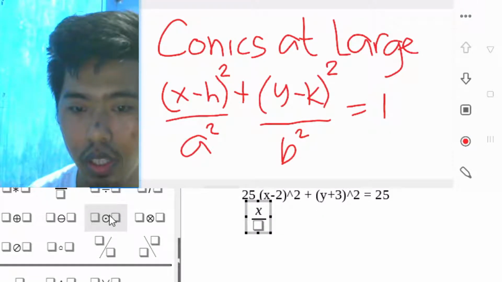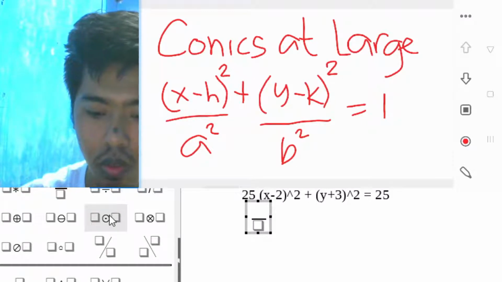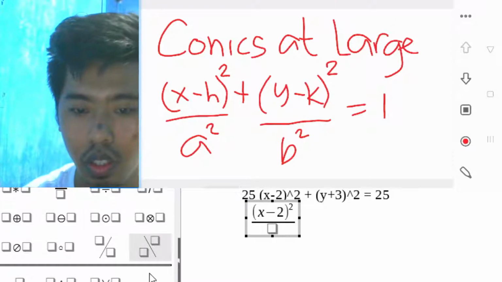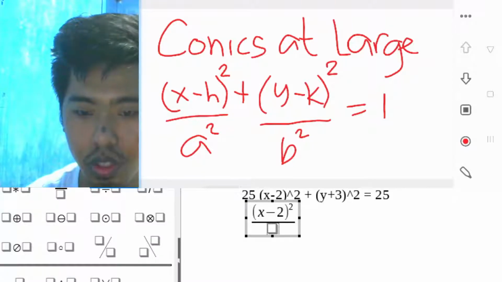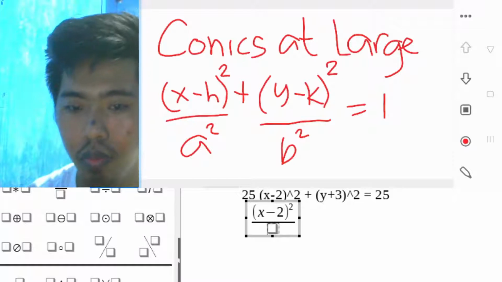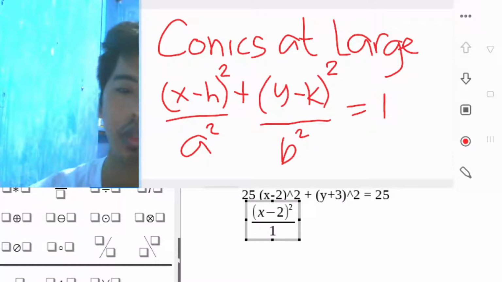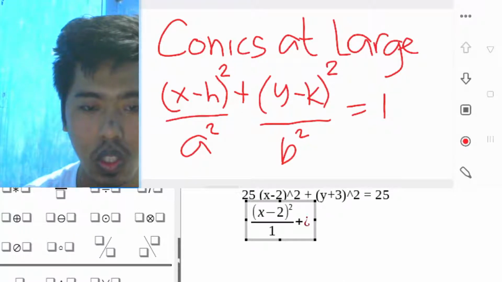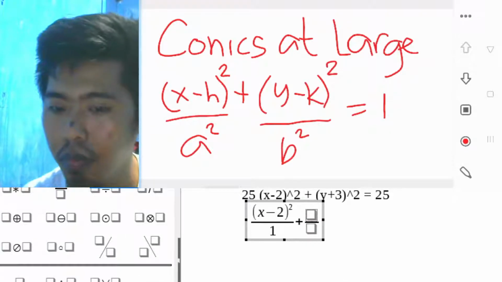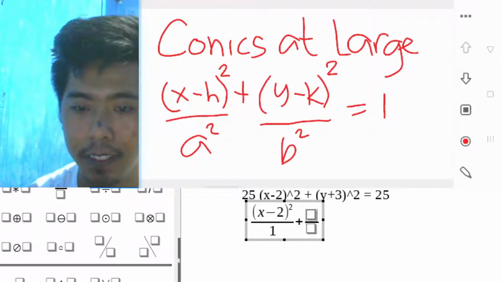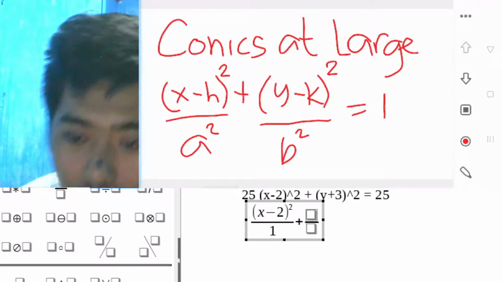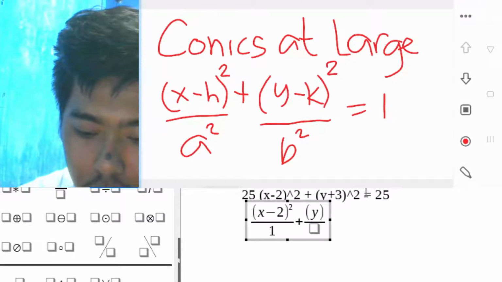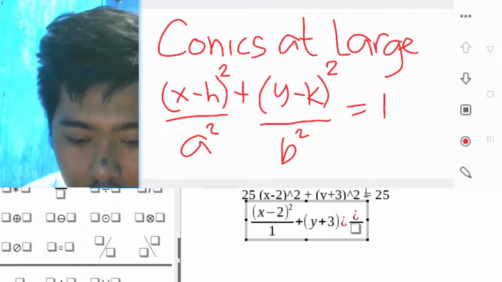So this would become x minus 2, okay, and the denominator should be 1, because 25 divided by 25 would be 1, right? So plus, next would be y plus 3. Why not y plus 3? Okay. Y plus 3, okay, powered by 2.